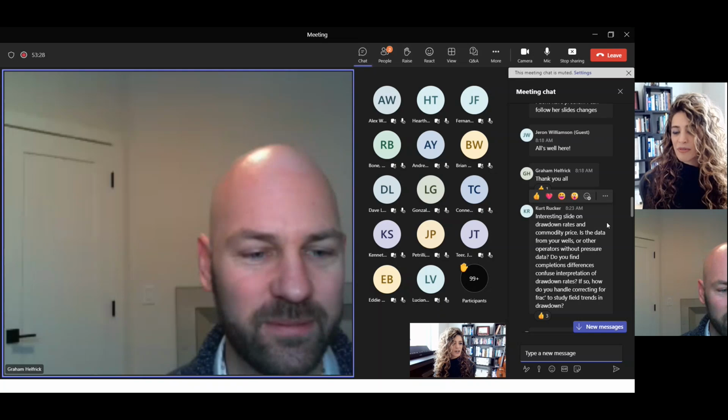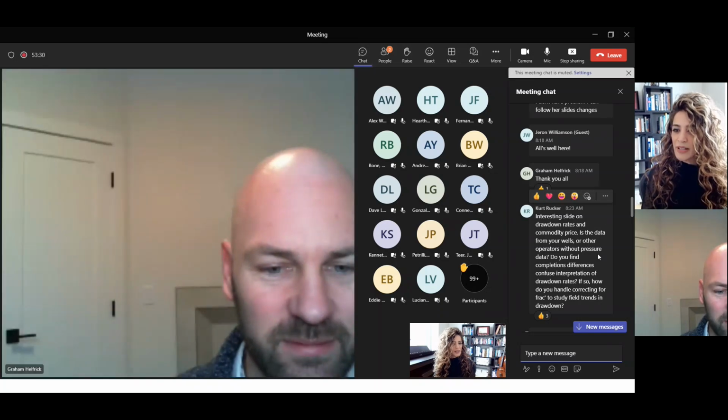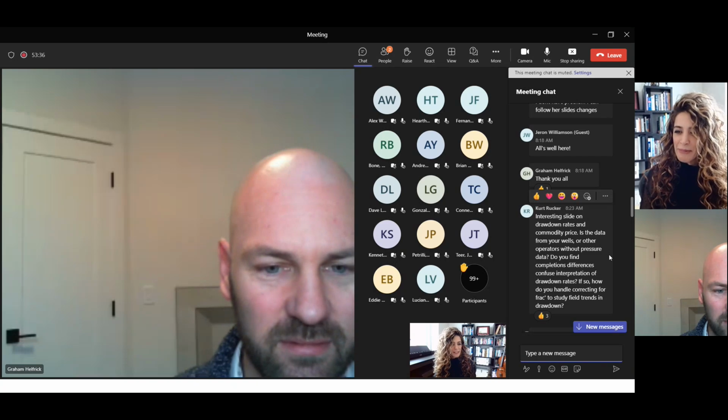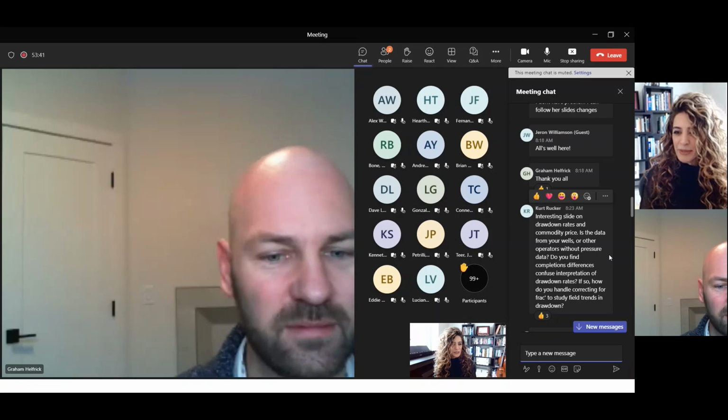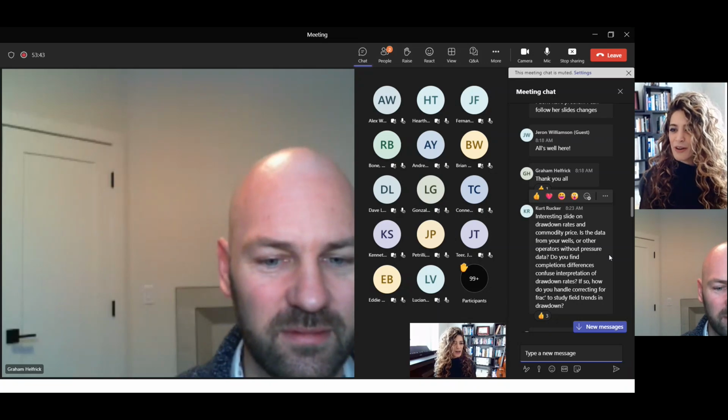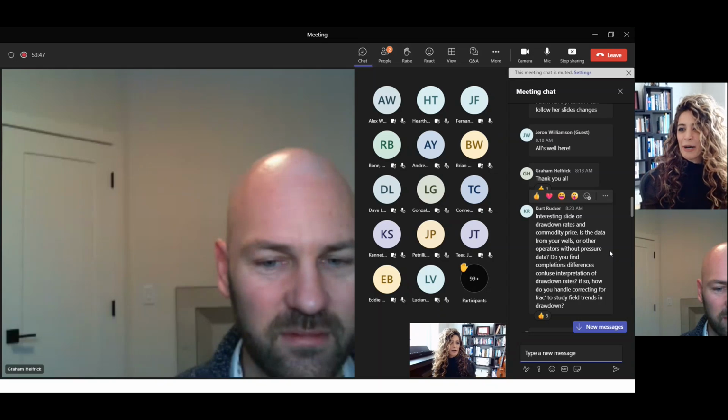Interesting slide on drawdown rates and commodity prices. Is the data from your wells or other operators without pressure data? Do you find completions differences confuse interpretation of drawdown rates? If so, how do you handle correcting for effects to study field trends in drawdown?